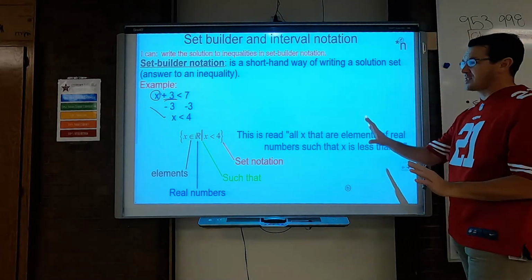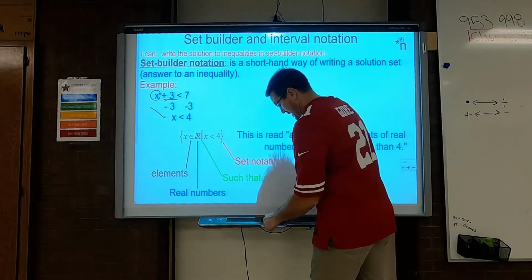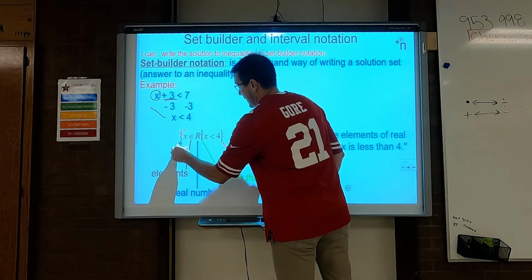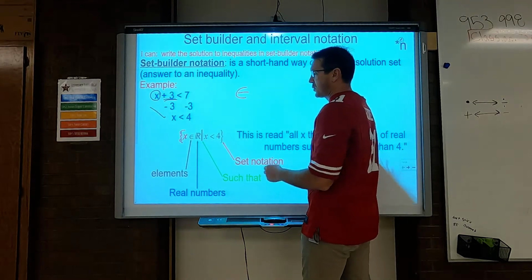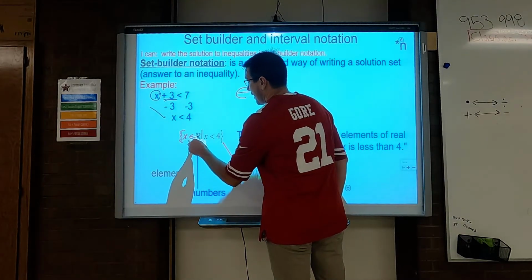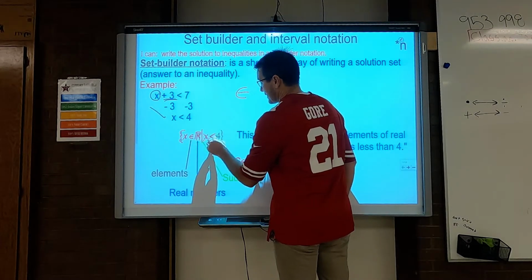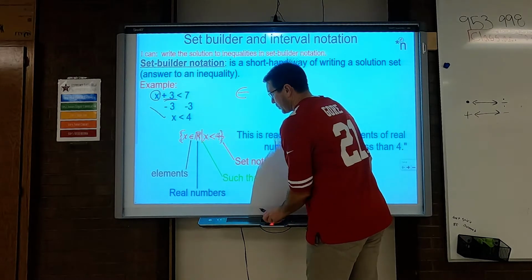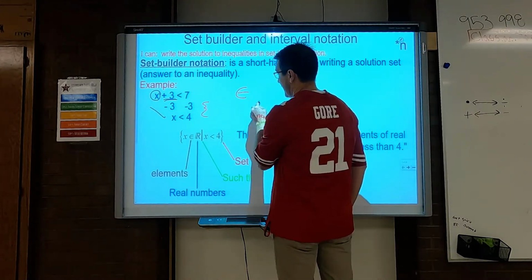So this looks really scary. You see this and people go, oh my gosh, what's going on here? This reads as, this is the set, right? So this is x, and this weird looking E thing, or C with a line through it kind of a thing, is an element of the reals such that x is less than 4. And you put it in a set, it's called set builder, so you have to put it in the set.